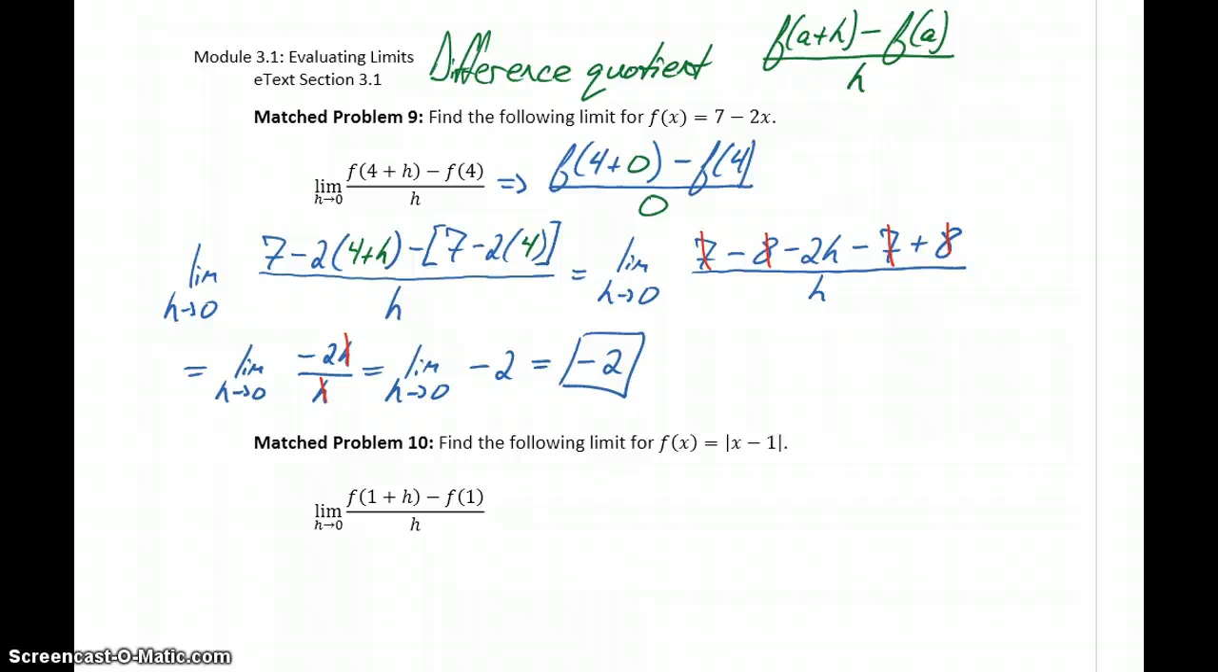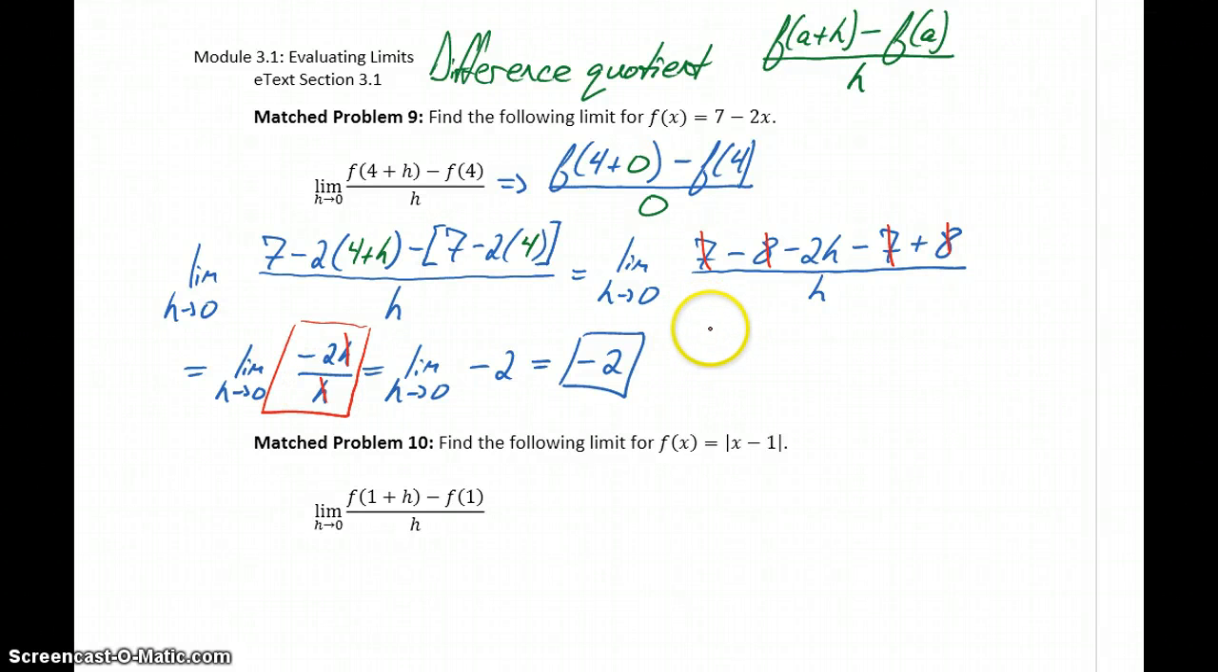So we weren't able to evaluate this using direct substitution. That led to a 0 in the denominator. So when we encounter these difference quotient problems, that's always going to be the same issue. We're always going to have h in the denominator. H is headed to 0. So direct substitution will never work. The key to this problem was this step, where the h over h canceled out.